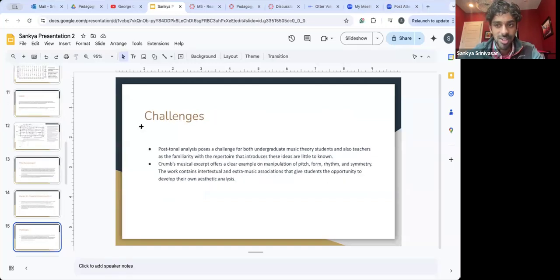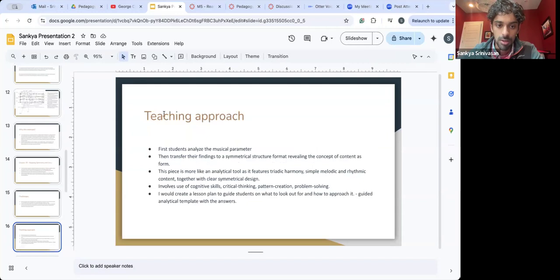So as you can see, there are many challenges that will arise. Post-tonal analysis poses a challenge for both undergraduate music theory students and teachers, as familiarity with the repertoire that introduces these ideas is little to none. Crumb's musical excerpt, which we will look at later, offers a clear example of the manipulation of pitch, form, rhythm, and symmetry. This work contains intertextual and extramusical associations that give students the opportunity to develop their own aesthetic analysis.